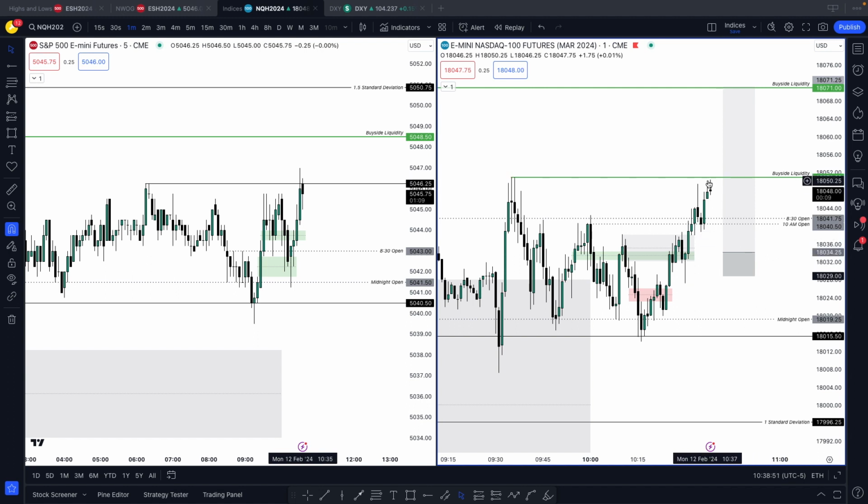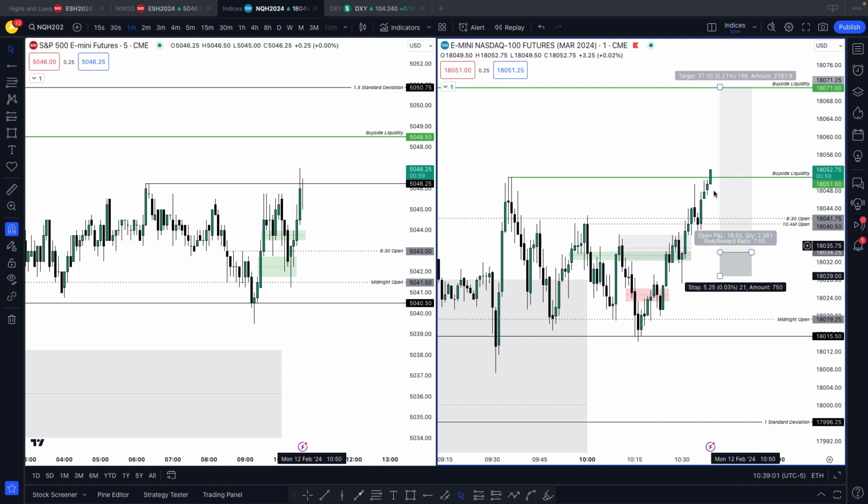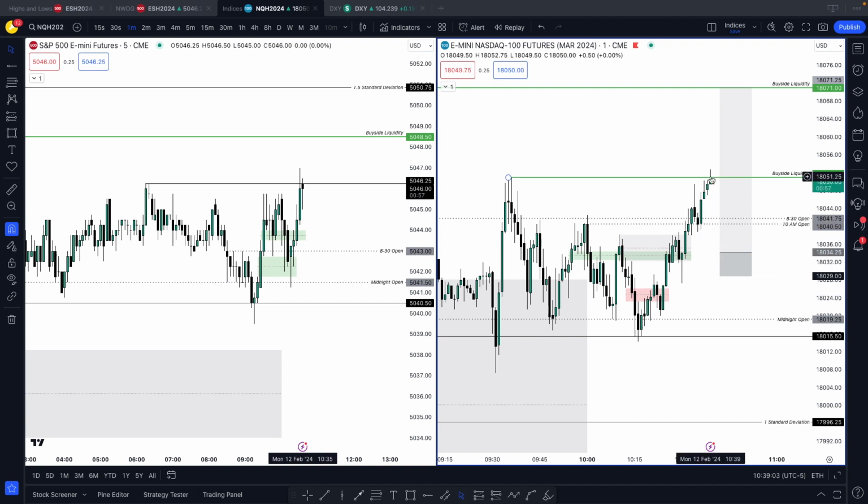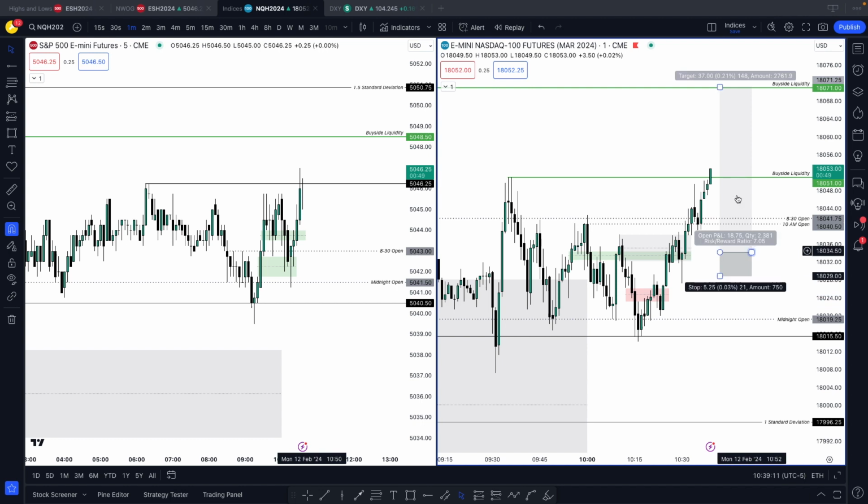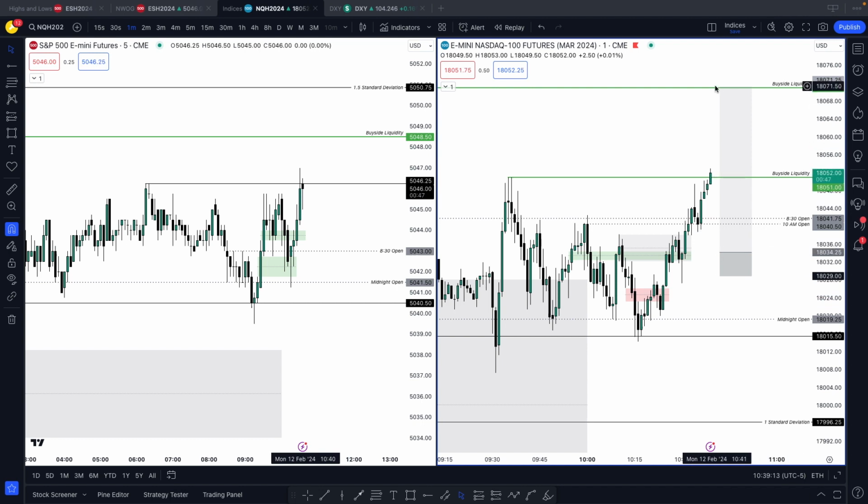Okay, and a partial can already be taken. It doesn't have to reach to the buy side for you to take a partial, but we are still expecting it to expand higher. Very nice. So partial must be taken right there. And then you'd expect for price to continue working up toward the buy side above.